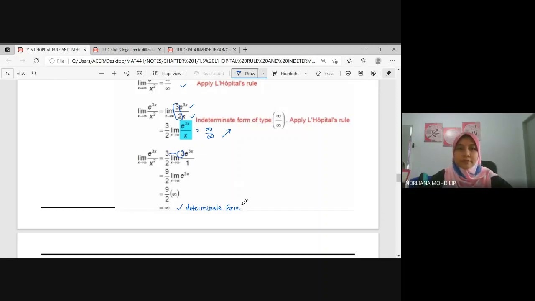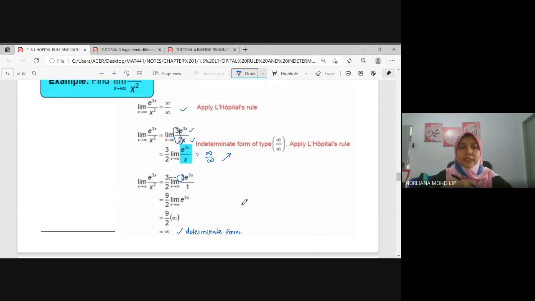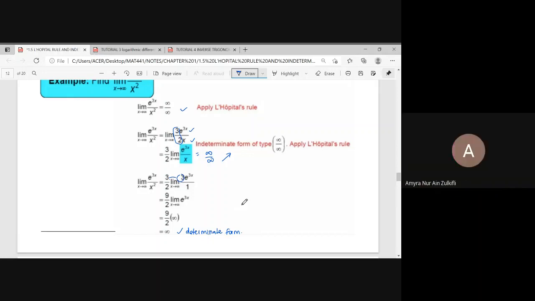Okay. Okay, ada soalan tak untuk ni? Setakat ni. Tak ada? Boleh faham ni semua? Boleh, madam. Boleh, madam. Okay.